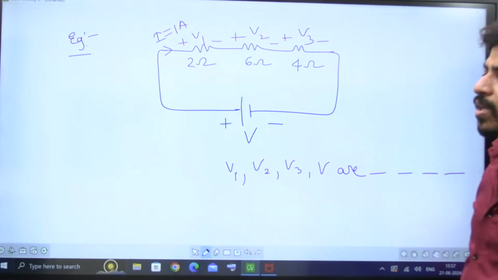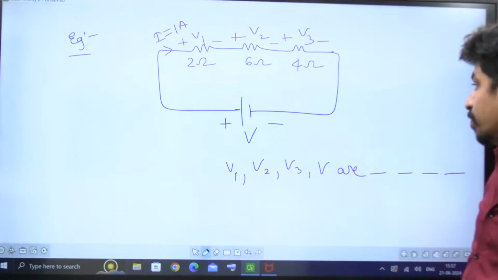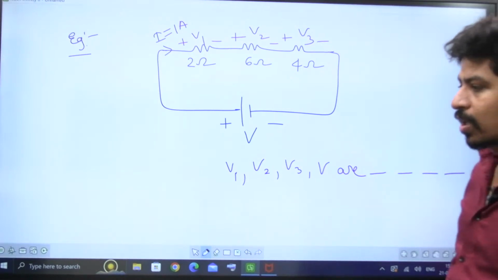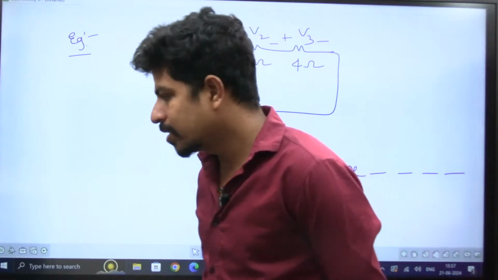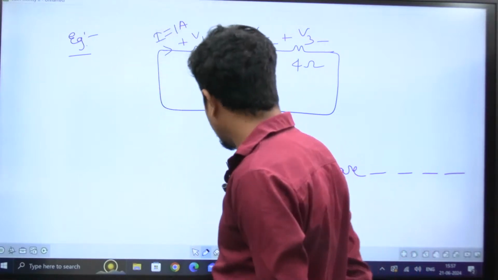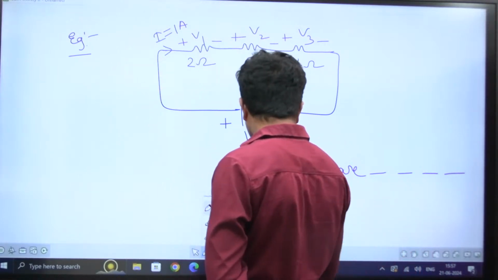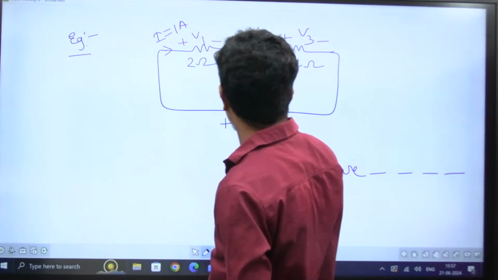So after this resistances connected in series simplification, parallel simplification also I'm going to take up. Palash Kumar answered, that is 2, 6, 4, 12. Perfect answer it is. Perfect. Simple. See, what is V1?